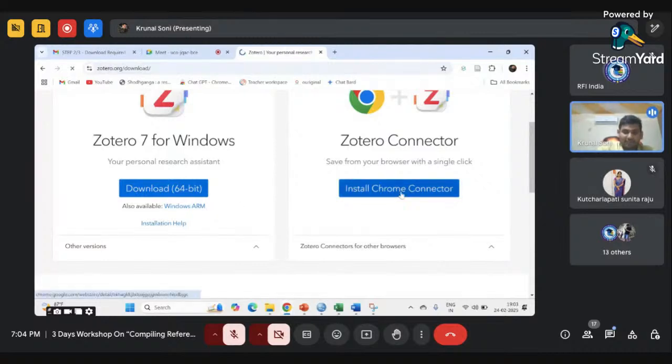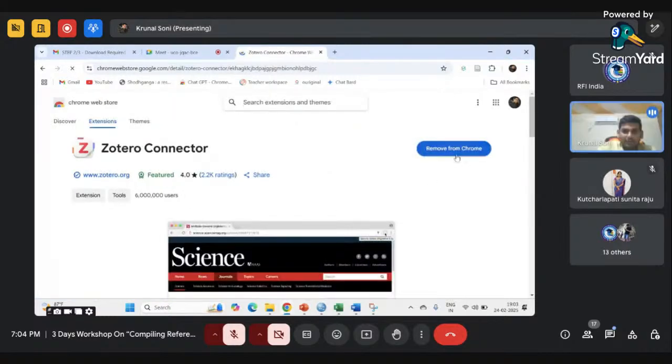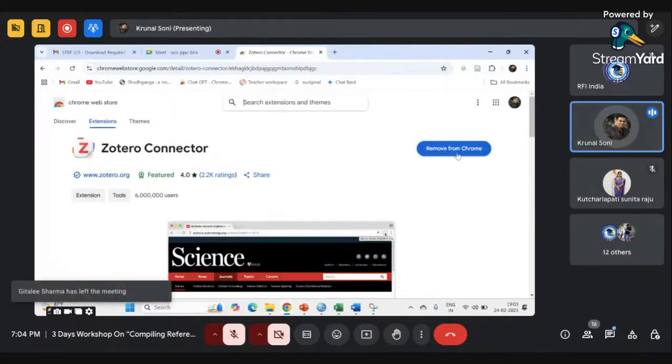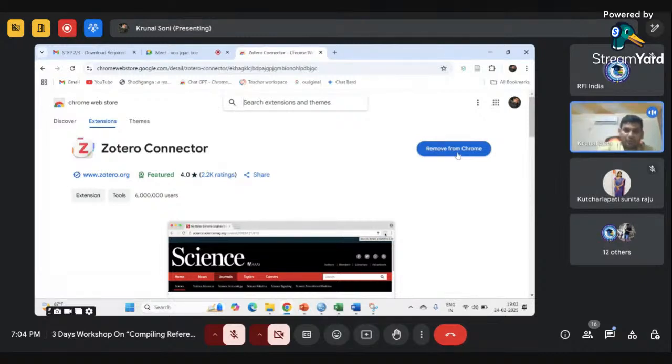And this is the Google Chrome extension, right? Zotero Connector. You always add it, because I already have it in my Google Chrome, so they are asking me to remove. यहाँ पे आपको पूछा जाएगा add extension. Clear? So you have to add it. Clear, everyone? So it will automatically flash over here.